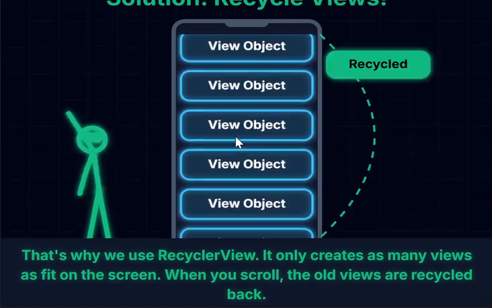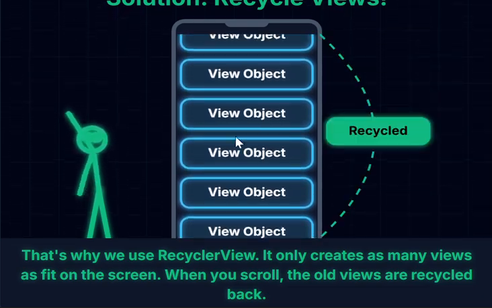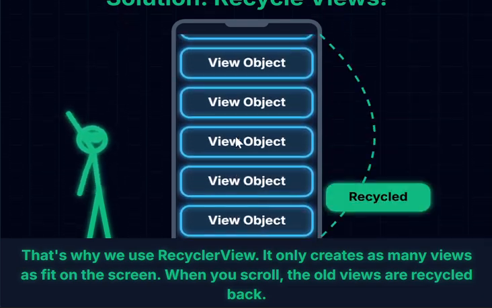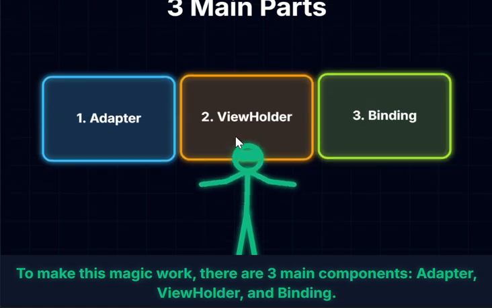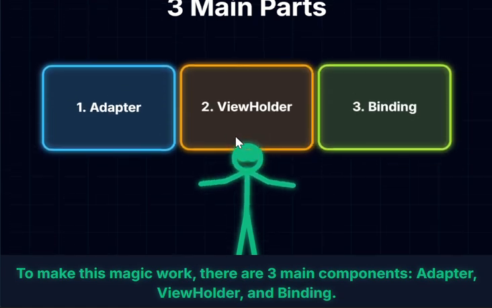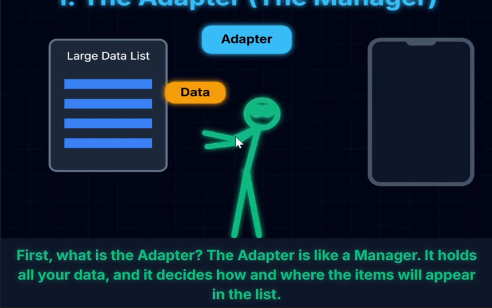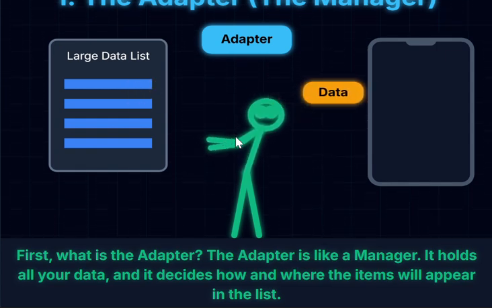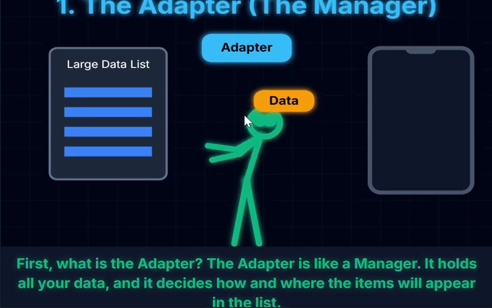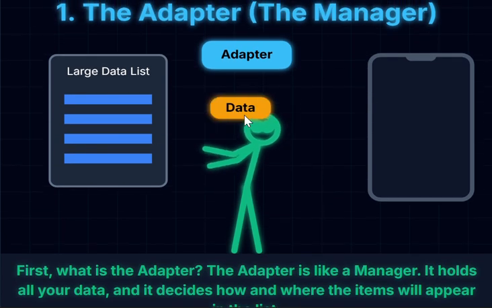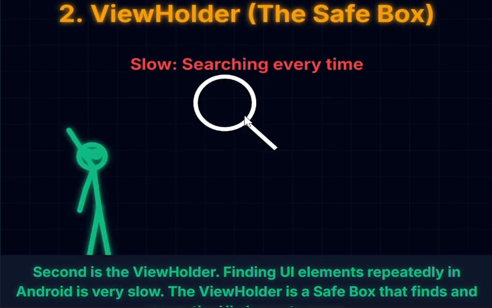It only creates as many views as fit on the screen. When you scroll, the old views are recycled back. To make this magic work, there are three main components: adapter, ViewHolder, and binding. First, what is the adapter? The adapter is like a manager. It holds all your data, and it decides how and where the items will appear in the list.